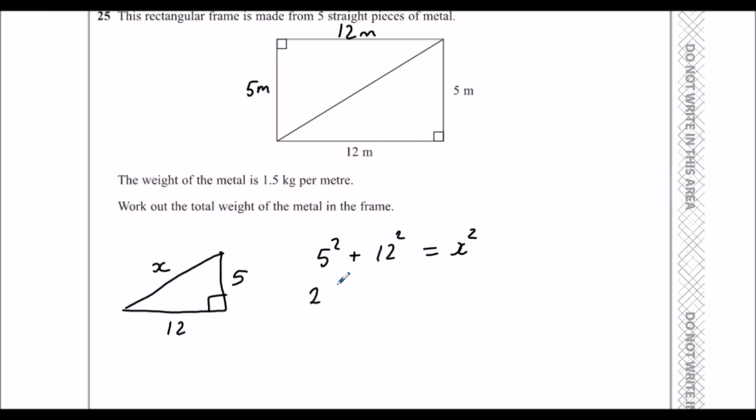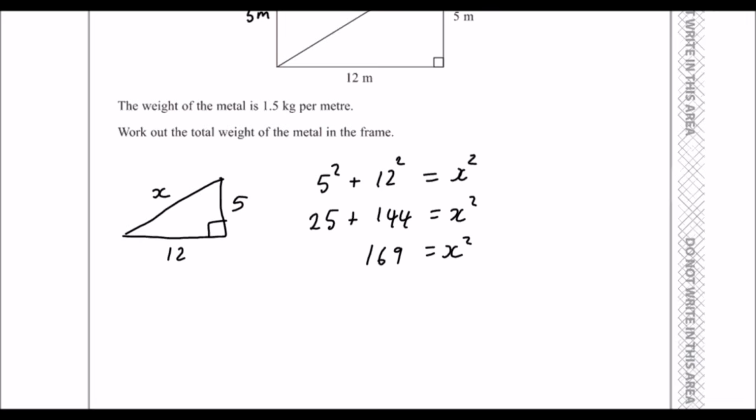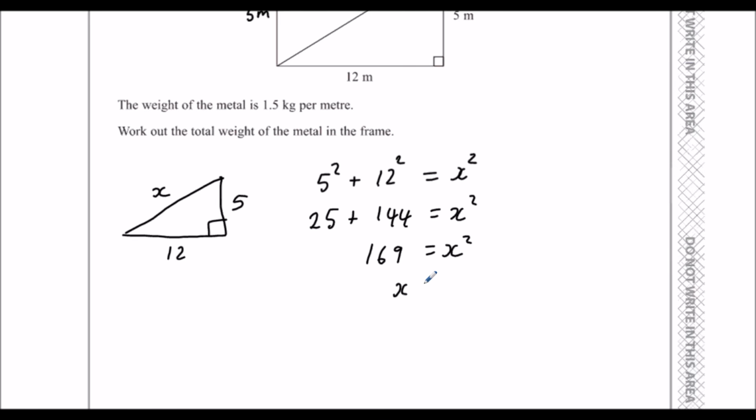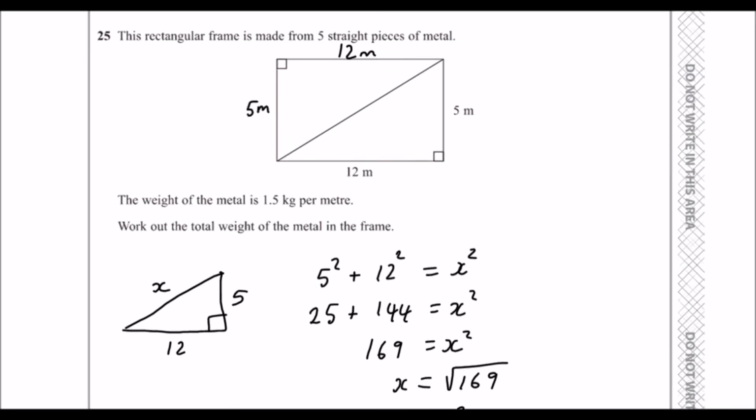5 squared is 25. 12 squared is 144. 25 plus 144 is 169. And the square root of 169. So what number times itself makes 169? That is 13. So the diagonal is 13 meters.